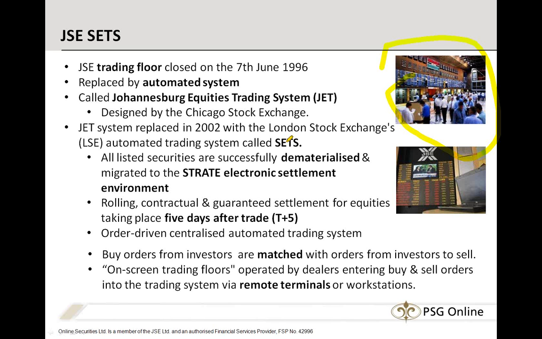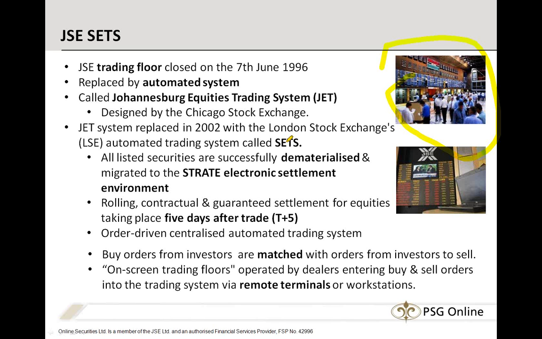Instead of going through the whole process of little paper slips being matched up and things like that, it's much faster now. The advantage is a rolling, contractual and electronic settlement system for all equities. At this point in time, it takes 5 days after trade, what we call T+5. And now, just recently, we're going over to a T+3 system that's falling into global trends. So we're catching up with global markets.